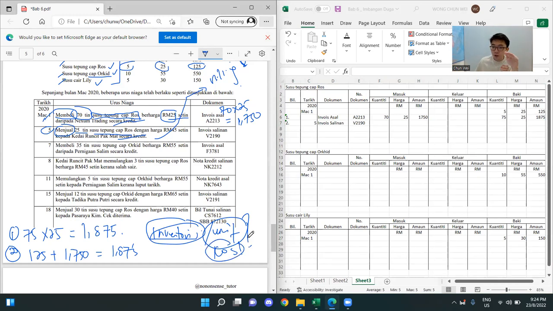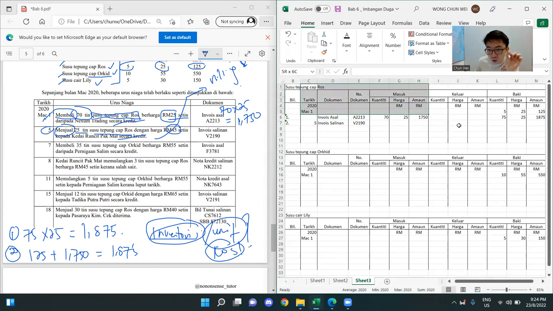Tetap punya. Maksudnya, berapa ringgit we bought, berapa ringgit yang kita beli dengan kita bayar, then when we record the card inventory, even though we sell at 45 ringgit, how much is the original cost for this product? We record there. So, contoh for this one, even though kita jual for 45 ringgit, but for susu tepung cap rose, what is the harga cost? The harga cost yang kita beli is all 25 standard.